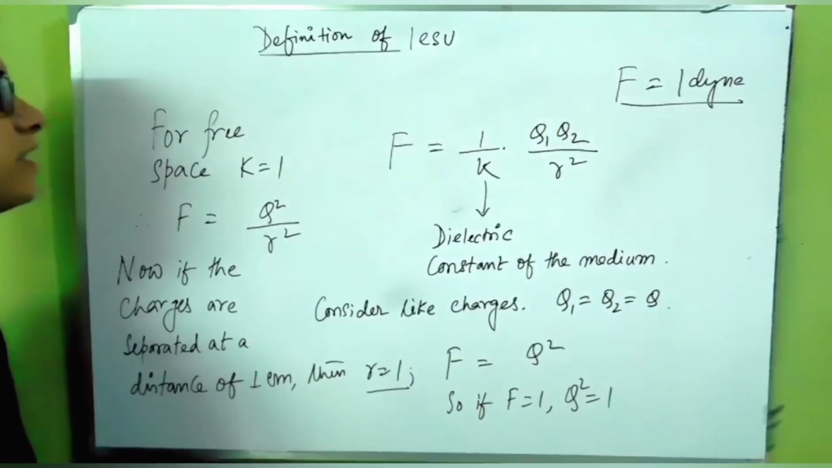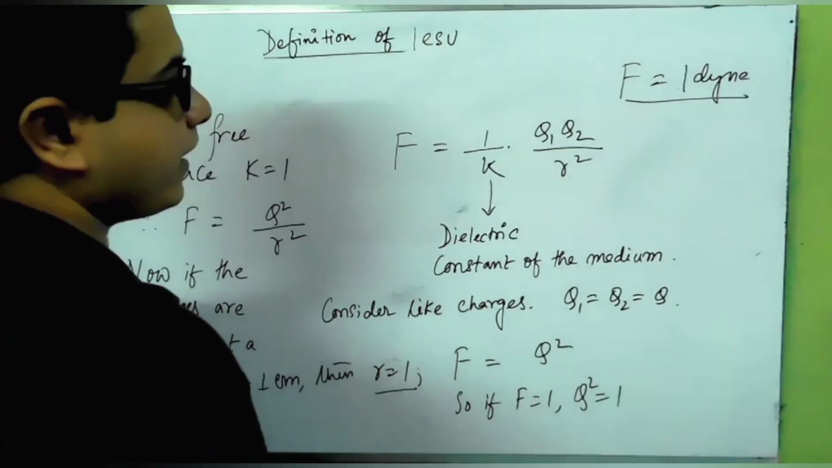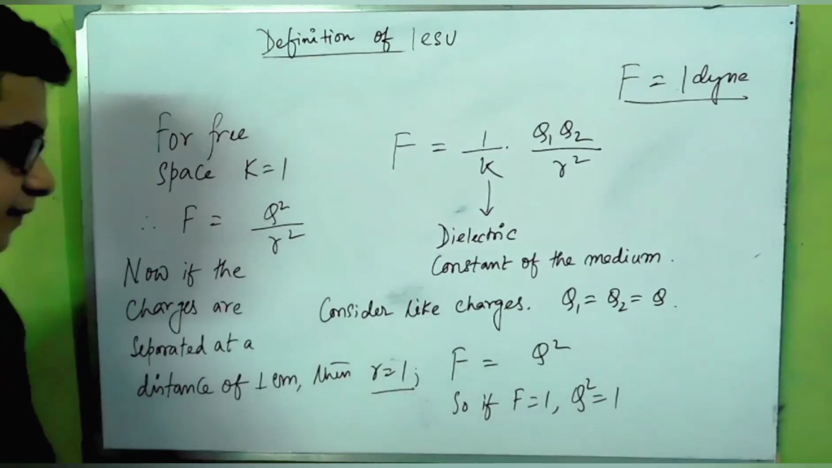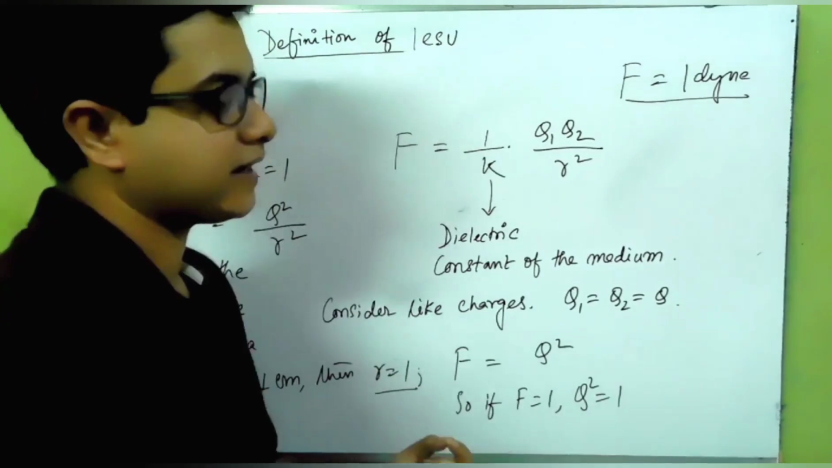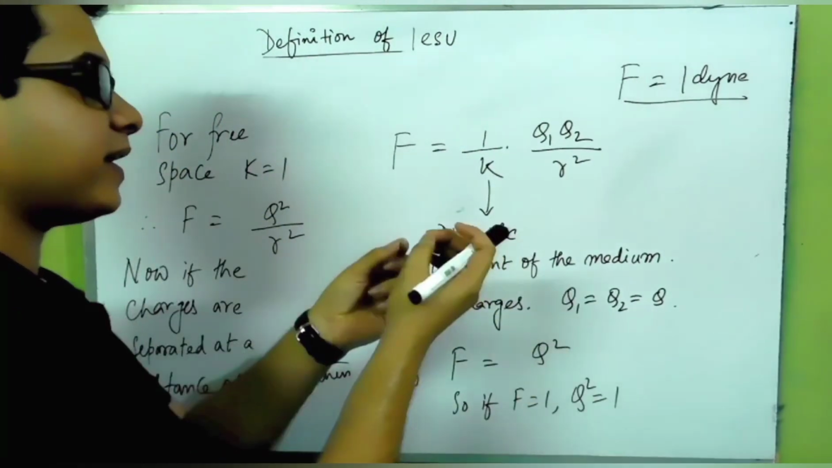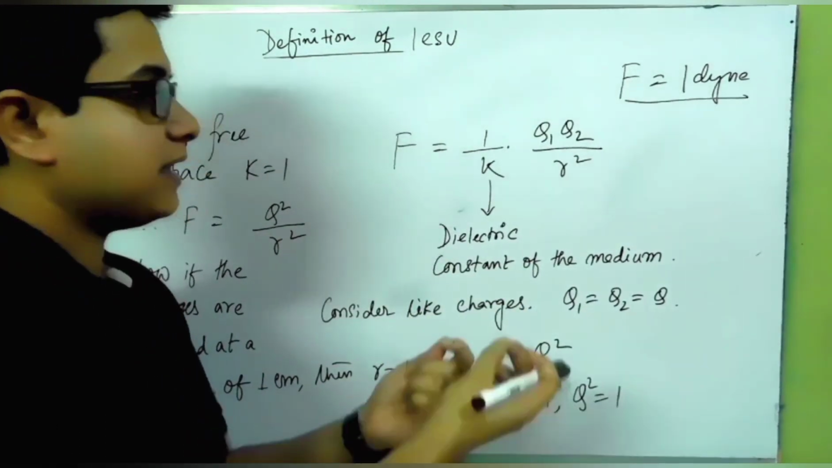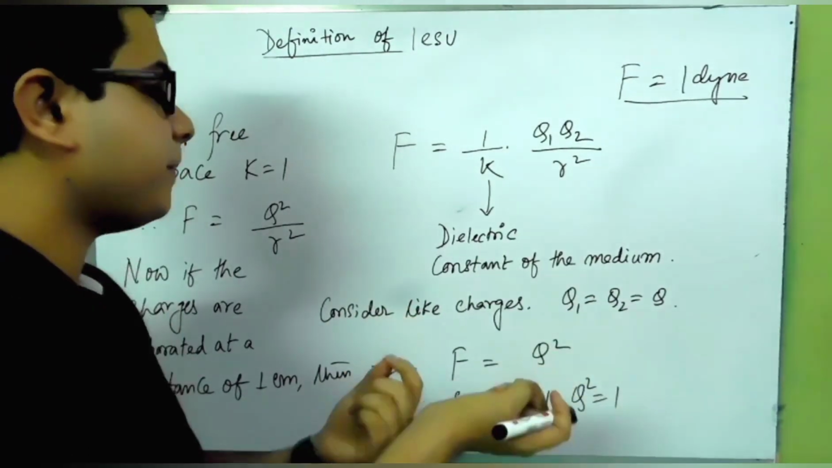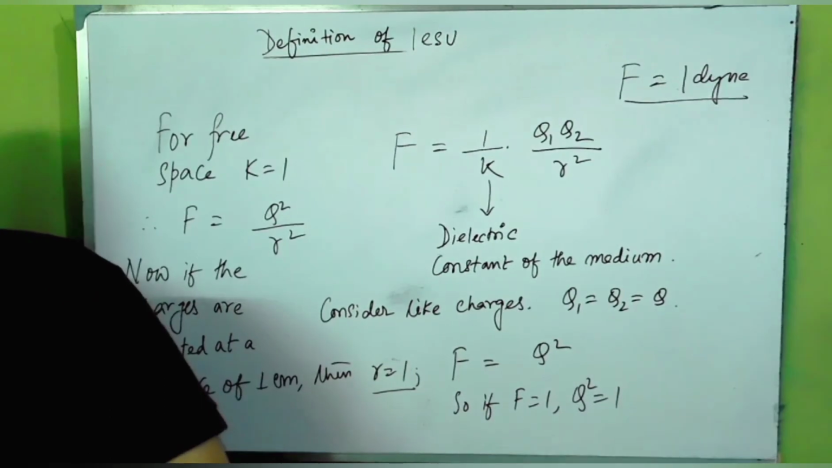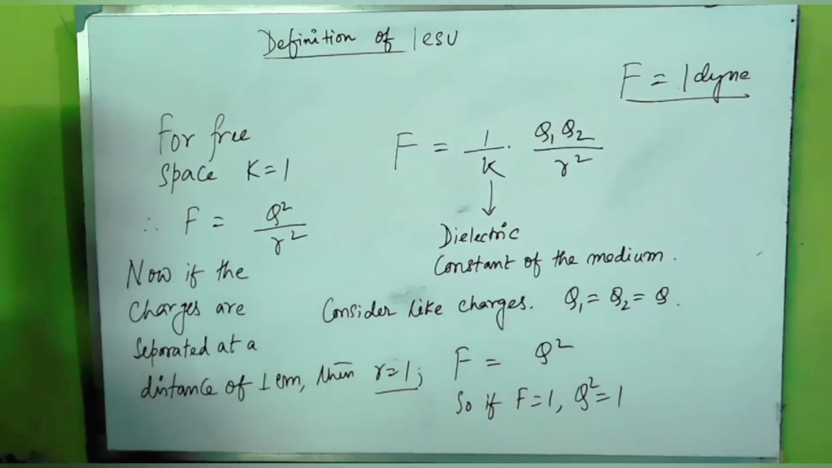Okay, so the definition of ESU in the CGS metric system requires the force between two charged particles to be 1 dyne. Therefore, the definition is like this: we have two like charges separated by a distance of 1 centimeter, we place them in a vacuum, and the force they experience is going to be 1 dyne. This is the definition of 1 ESU, and I am going to write the definition. Just copy it down.